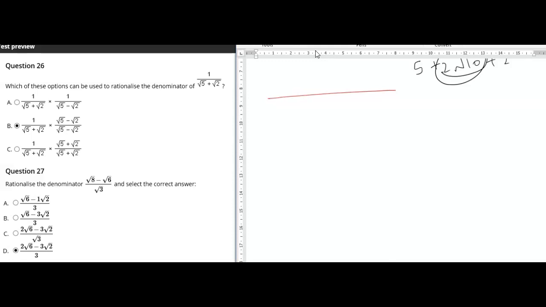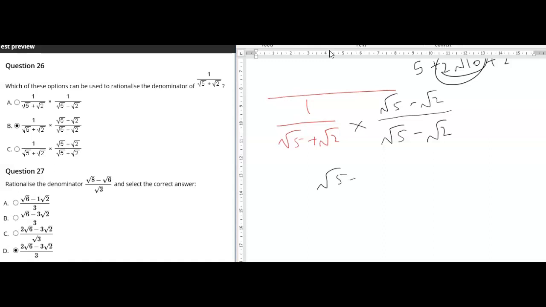Okay, let's just rewrite it again. What we need to do is multiply that by root 5 minus root 2, and that'll cancel out that middle term. I will show you in a sec because I'll do this multiplication. So that's your answer, B.